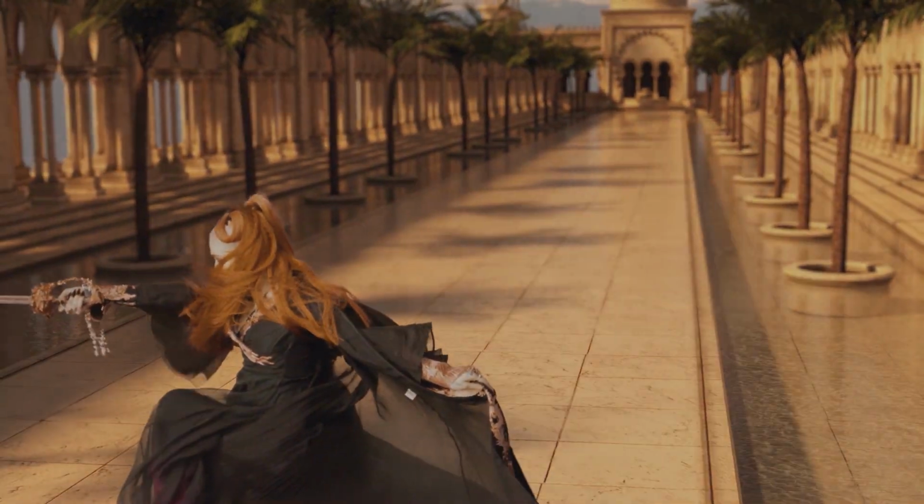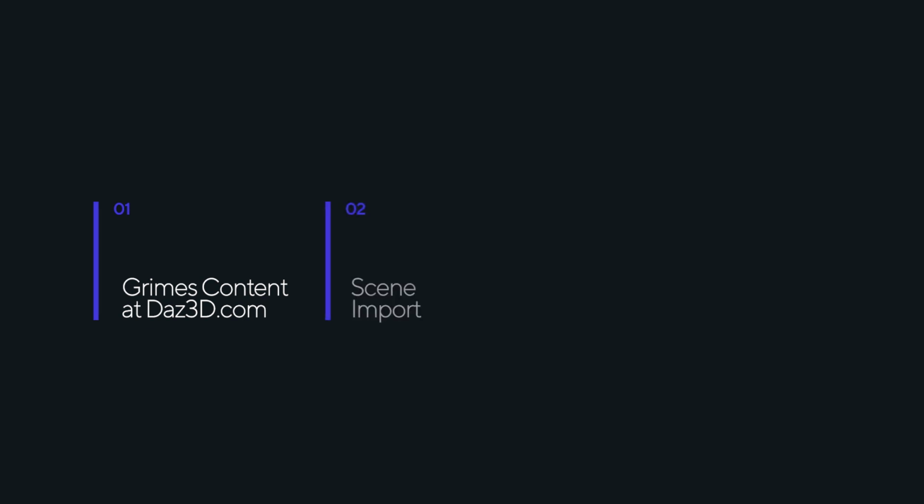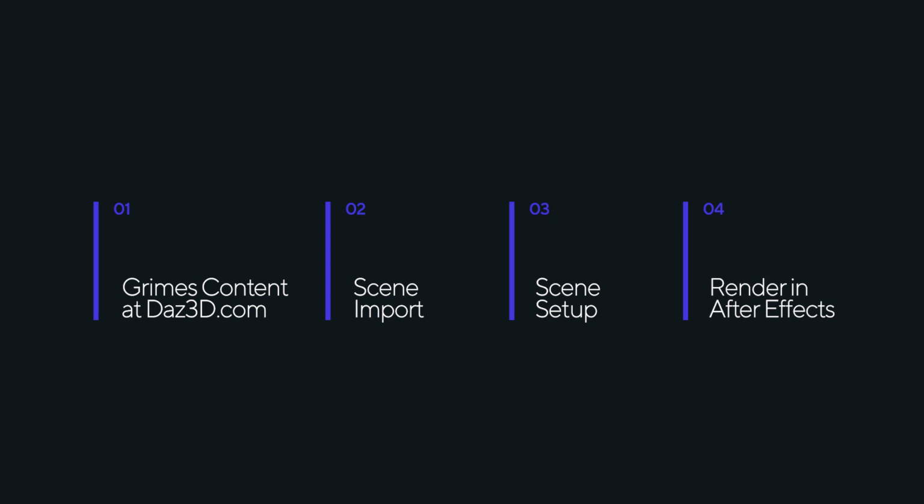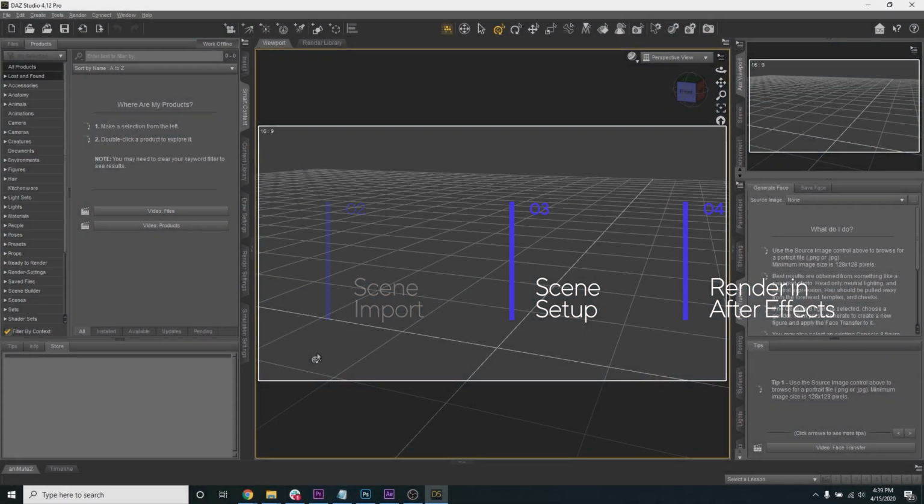In this tutorial, we will walk you through all the key steps, including: 1. Locating the Grimes content on daz3d.com, 2. Bringing a Grimes scene into Daz Studio, 3. Adding an environment and ensuring proper placement and ratio of elements, and 4. Taking the scene into After Effects to easily create your own Grimes video.